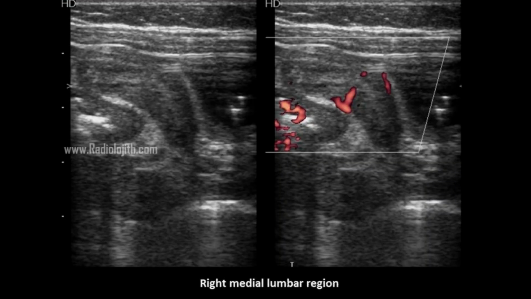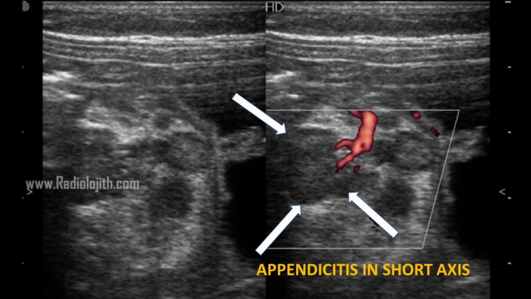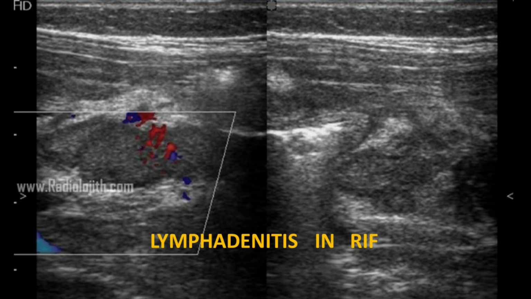There is a long, non-compressible, non-peristaltic, tender tubular lesion of 7 mm in thickness, which is seen in the right medial lumbar region with significant hyperechoic thickening around it. Few dilated bowel loops are observed near this lesion with significant mesenteric lymphadenitis. No major fluid collection is detected. Rest of the abdomen, liver, spleen and kidneys appeared unremarkable.